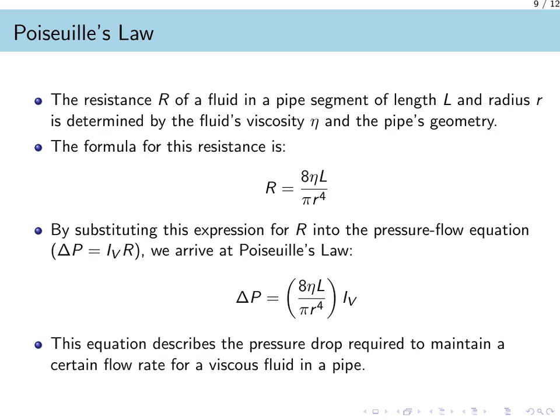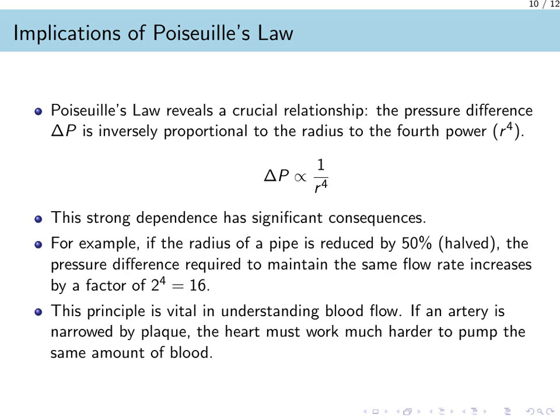The most critical part of this equation is the radius, R, raised to the fourth power in the denominator. For example, if the radius of a blood vessel decreases by half, the pressure difference needed to maintain the same blood flow must increase by a factor of 16. Poiseuille's law provides a complete description of how pressure, flow rate, fluid viscosity, and pipe dimensions are interconnected for smooth, laminar flow. Poiseuille's law reveals a crucial relationship between the pressure difference needed to move a fluid and the radius of the pipe it flows through.